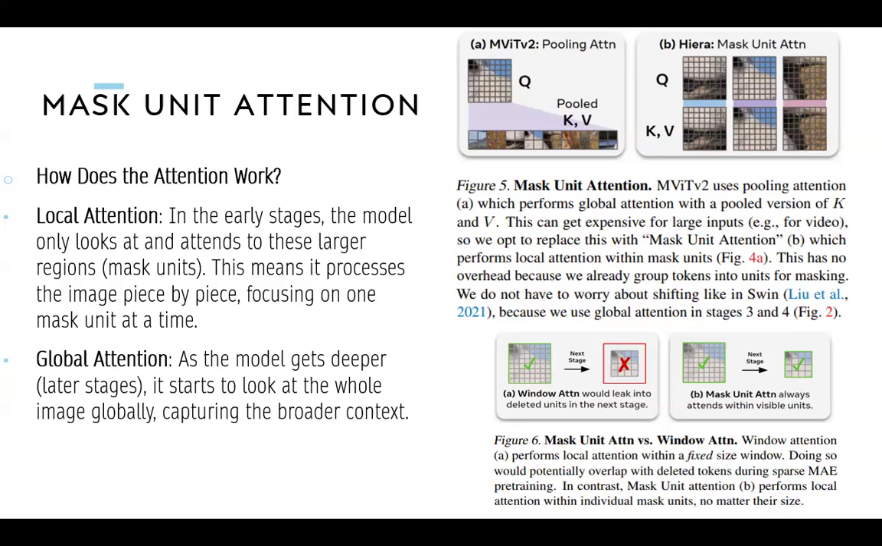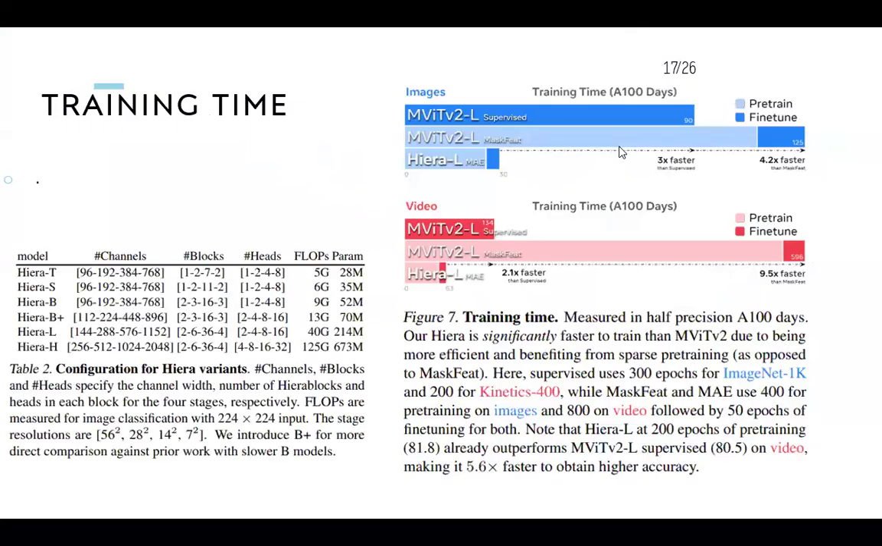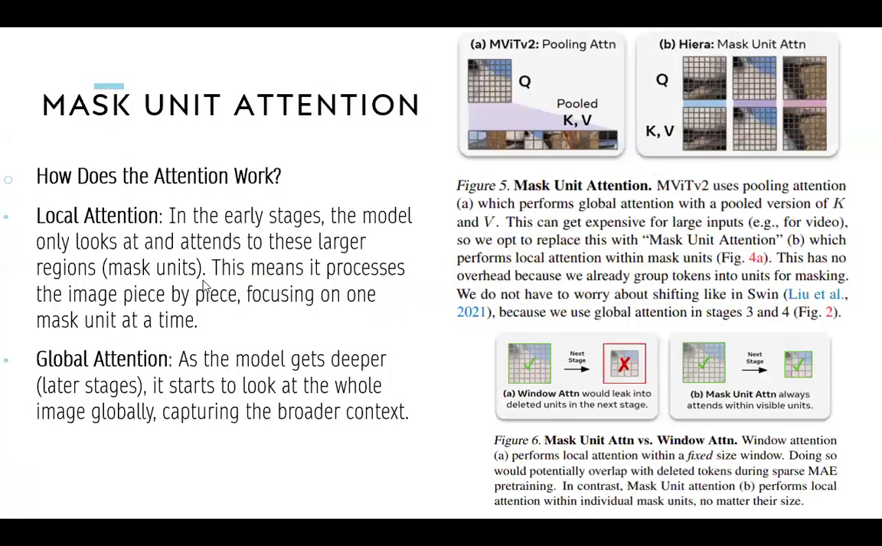In the early stages, the model only looks at and attends to these larger regions, and that means it processes the images piece by piece, like you can see over here. And then as it goes on, it utilizes global attention. So as the model gets deeper, it starts to look at the whole image much more globally, capturing the broader context. Yeah, that's pretty much it over here.